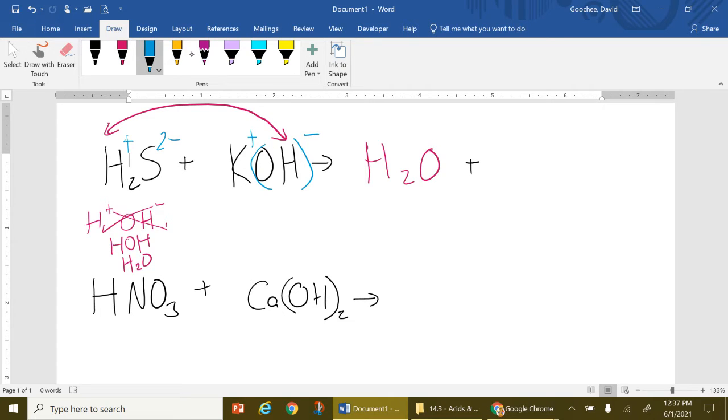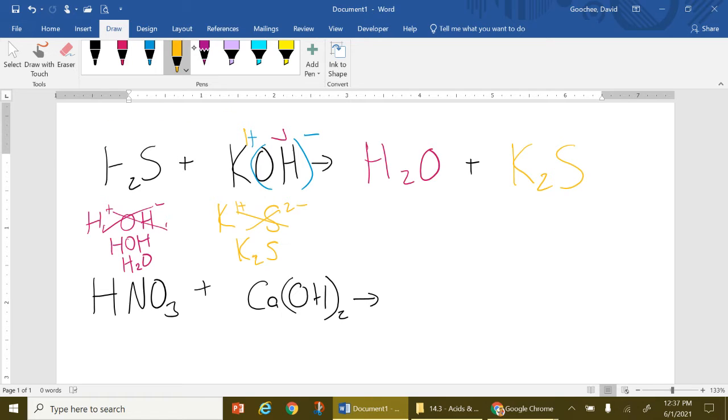Well, let's see here. You've got potassium, which is 1+, combining with sulfur, which is 2-. You crisscross, and you get that the other product is K2S, potassium sulfide. Okay, so there you go. Those are the products. Now what you need to do is balance it. So let's balance it.